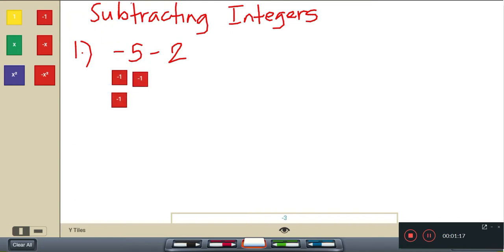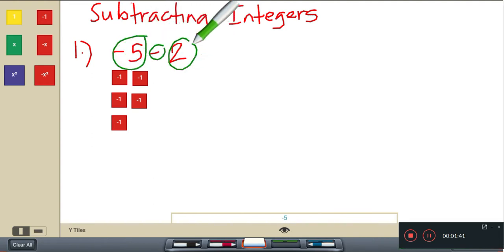Technically we have negative 5 here, and we are subtracting 2. I always tell my students, whenever we subtract, we need to circle this integer sign and this one. So negative 5 minus 2. Can we take out positive 2 here? No, we cannot. So what we need to do is add 2 here and another positive 1. Why?